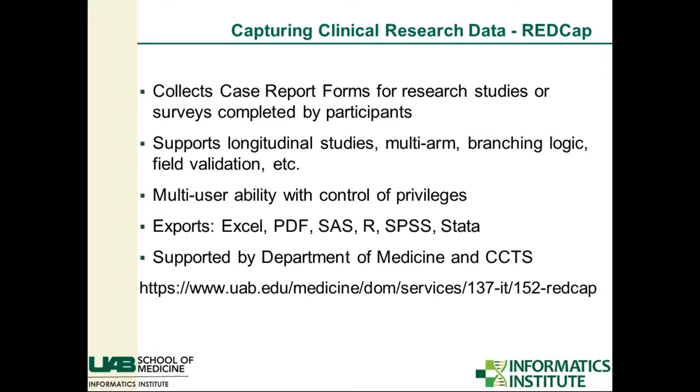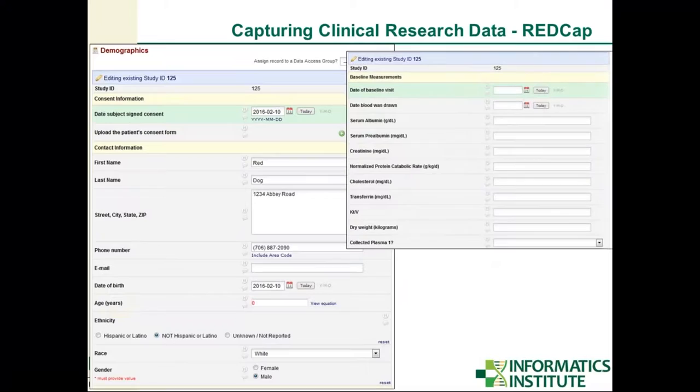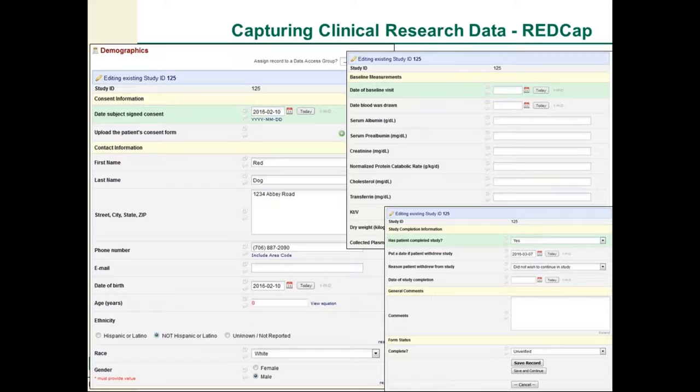These are some example forms, probably not readable to people here, maybe online, but this is a demographic form. Here's something where you would type in your labs and your blood pressure and that kind of thing. So as you collect your data, you just enter it in there. And this last one can capture full-text comments and such.